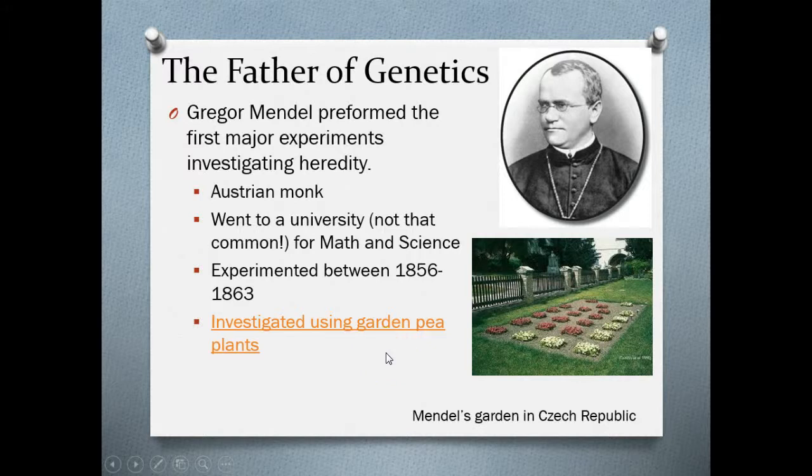They're really easy to grow, they grow quickly, and they have a lot of traits that are controlled by only one gene. A lot of the traits that you and I have are controlled by more than one gene, like hair color and eye color and skin color, and a whole bunch of other traits. So that makes the process in humans very complicated to study. But pea plants are different. Most of their traits are controlled by simply one gene. So let's take a look at what he did.